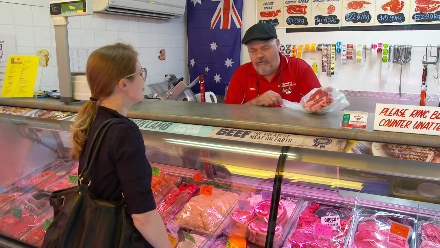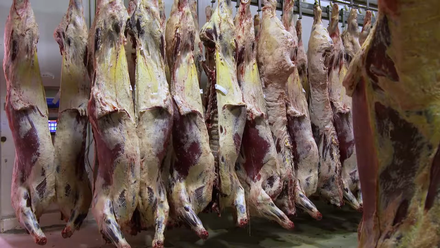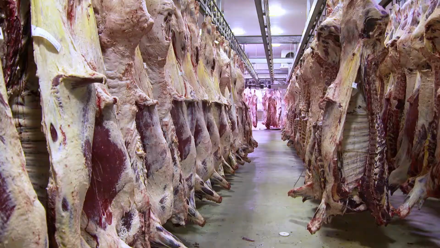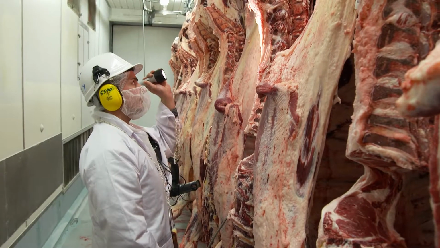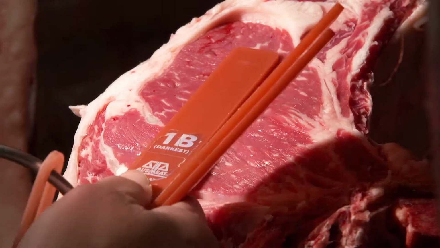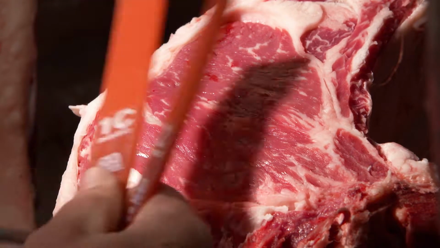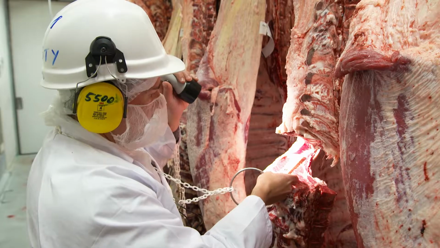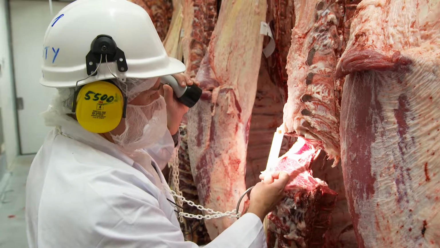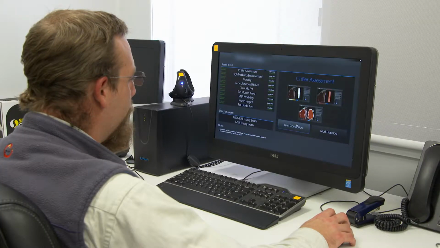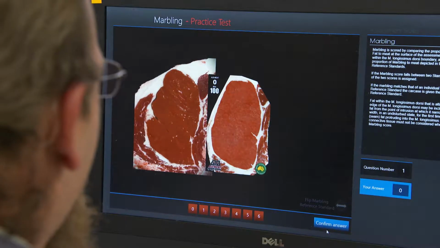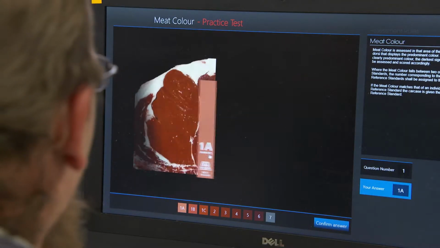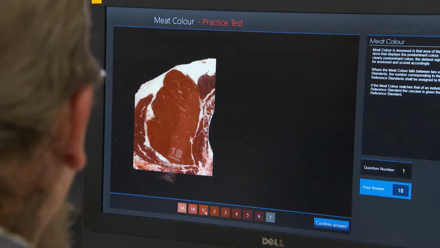AUS-MEAT language is used along the red meat value chain, from paddock to plate. There is specific language that applies to the quality assessment of beef carcasses in processing plants' chillers. The AUS-MEAT Chiller assessment language was developed so accredited processors could assess chilled carcasses using a uniform set of standards. The system provides a means of describing meat quality characteristics and of classifying product prior to packaging. These characteristics include the color of meat and fat, the amount of marbling, eye muscle area, rib fat thickness, and the maturity of the carcass.